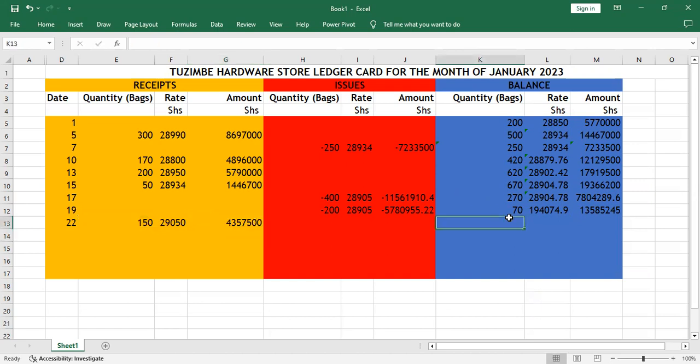Don't forget to update your balance whenever you purchase. The quantity balance increases, so now we have 420 bags. Then the amount balance will also increase by the amount of the purchases, giving us that. Don't forget to come up with the average rate, which is the cost of goods available for sale divided by the number of units, giving us that.